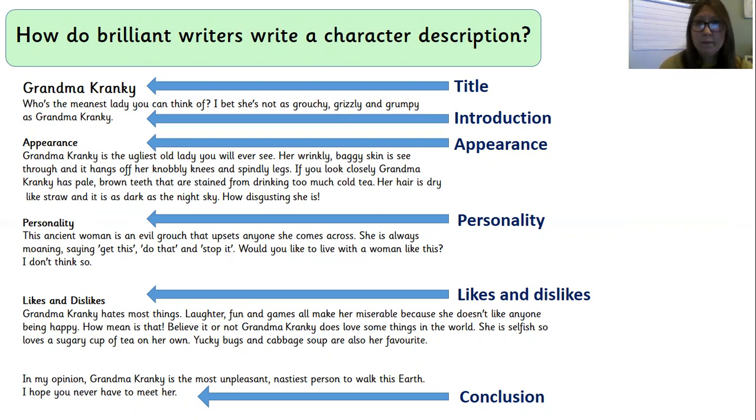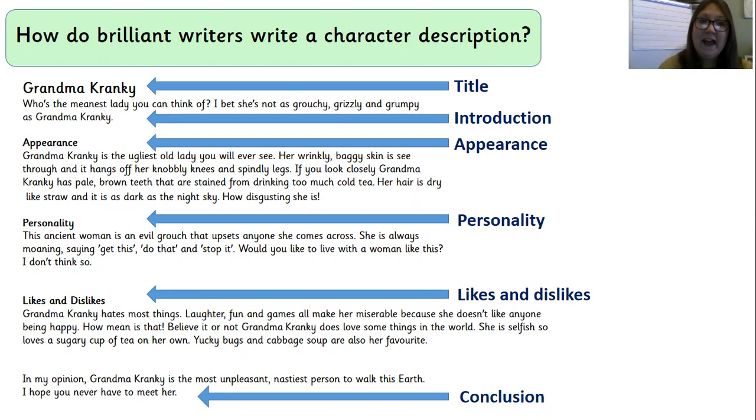So the title for this one was Grandma Kranky, and the introduction said, "Who's the meanest lady you can think of? I bet she's not as grouchy, grizzly, and grumpy as Grandma Kranky." So we know already from the introduction that she's not going to be a nice lady.